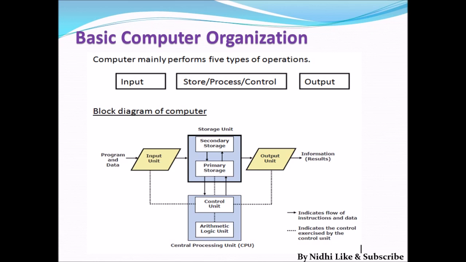So the input unit takes programs and data in the form of input through input devices, all the input devices. These inputs are stored in a storage device, and then according to the instructions, the control unit and ALU do the processing of the data. After processing, the result is provided to the output device to show the information.